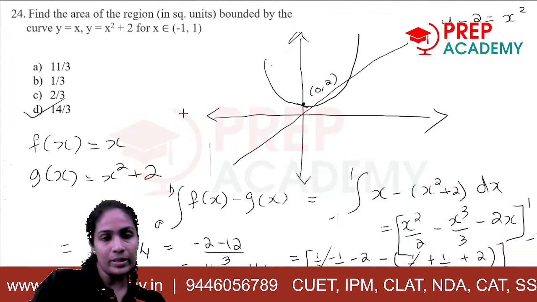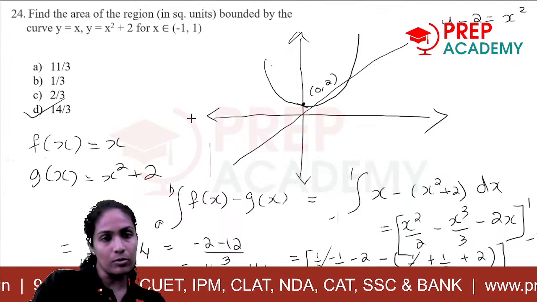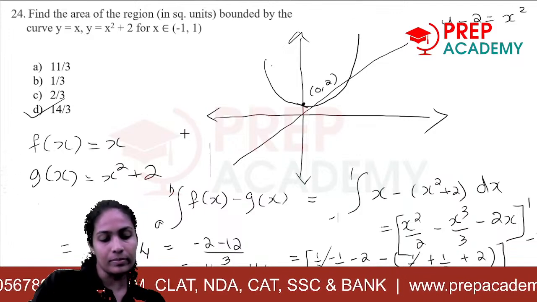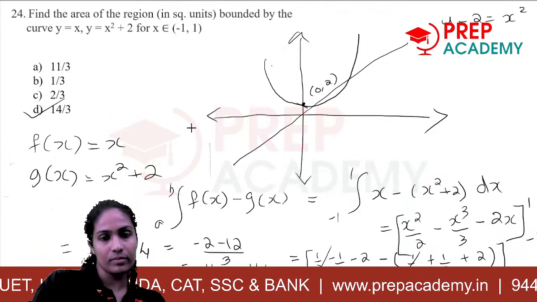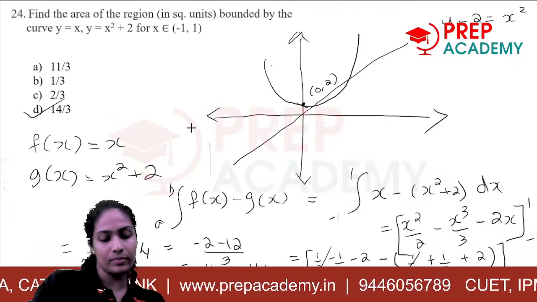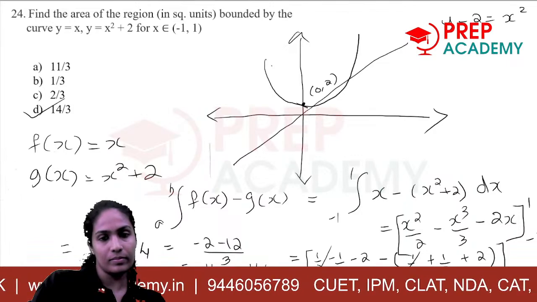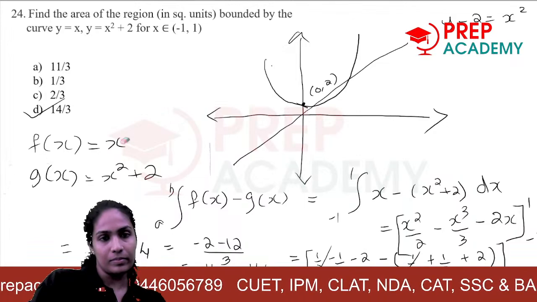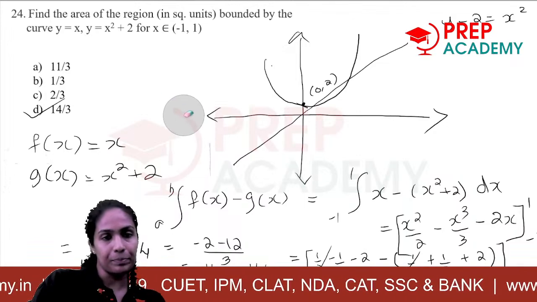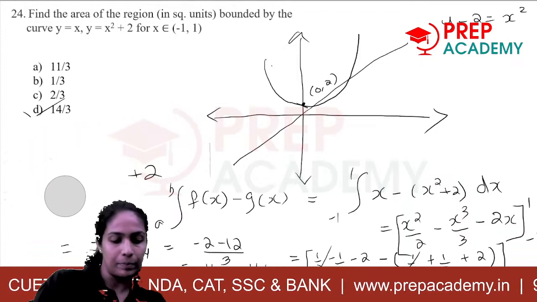That's 14 by 3. First you have to apply the upper limit, after that you have to apply the lower limit. The correct option is option B, 14 by 3.